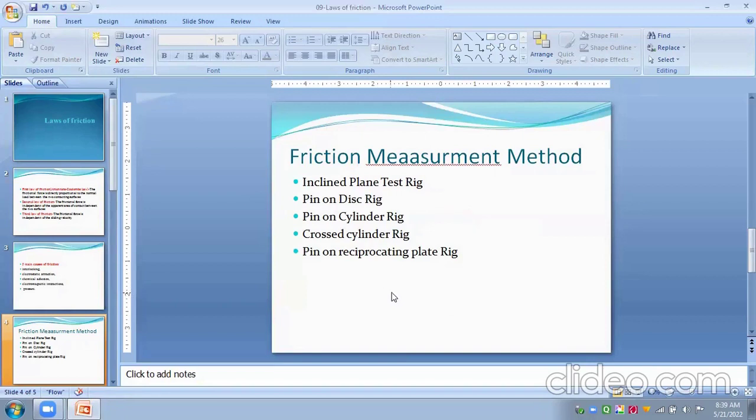Now, how do we measure friction? We have covered the laws of friction, but how to measure it? There are various friction measurement methods. In any method, we place two specimens in relative motion under a normal load, and measure the tangential force resisting the relative motion, which is nothing but the frictional force. Now we can discuss the different friction measuring devices or methods.